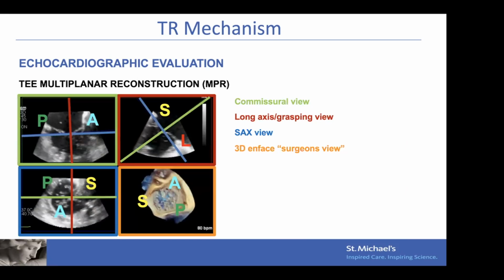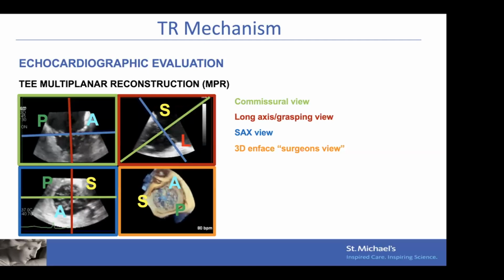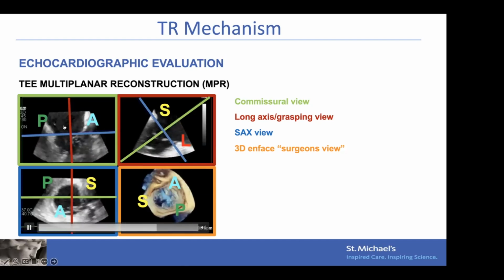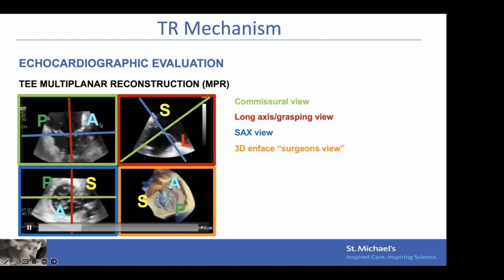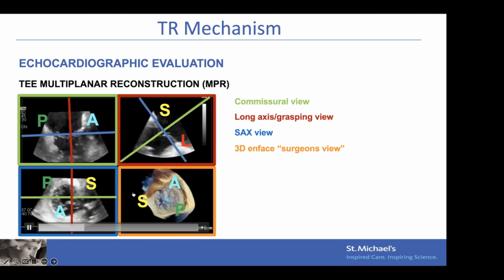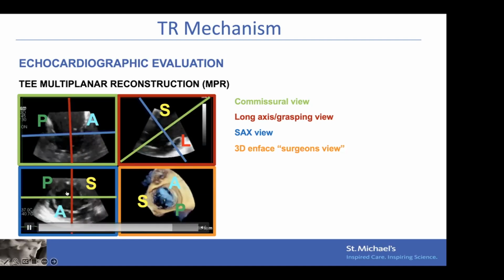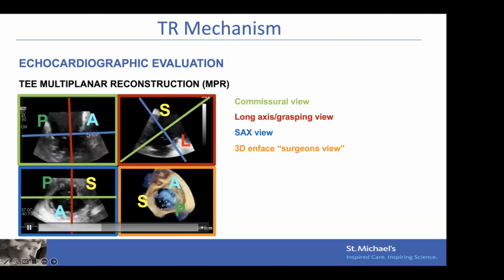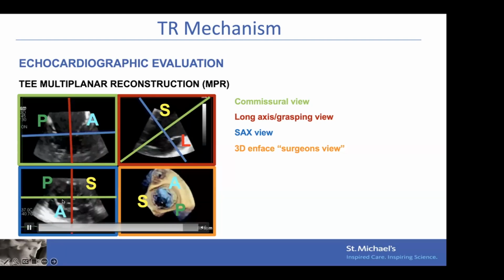A similar and also very important view in that respect is the multiplanar reconstruction, which is a reconstruction out of a 3D volume. This can be done offline, but also typically online during procedures. And this gives you, typically, 4 different views. On top you have the commissural view and the long axis view, akin to the X-plane, but it gives you 2 more very nice additional images. On one hand, you have an axial slice, which is typically obtained through the valve, and this gives you sort of a short axis view, like the transgastric view.